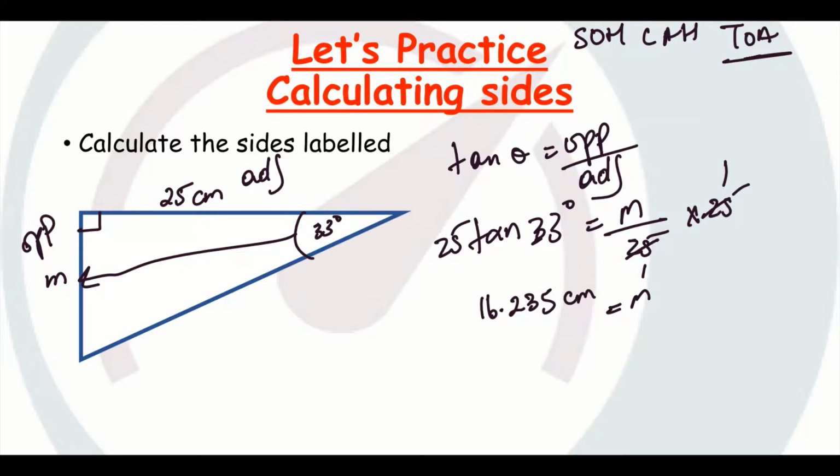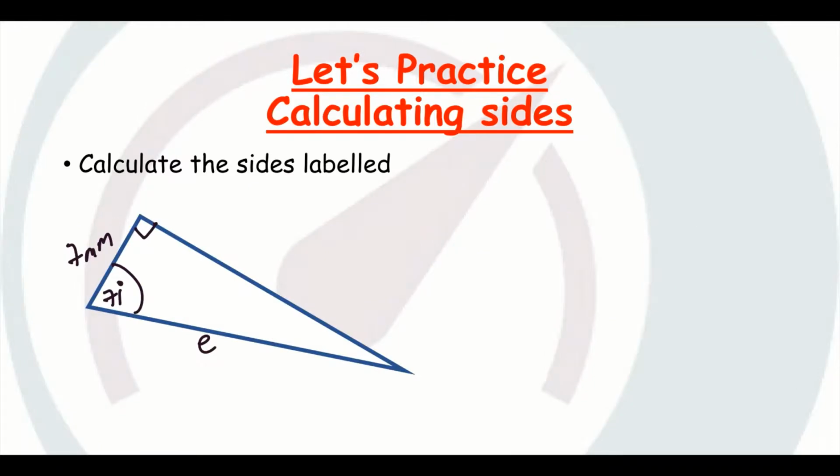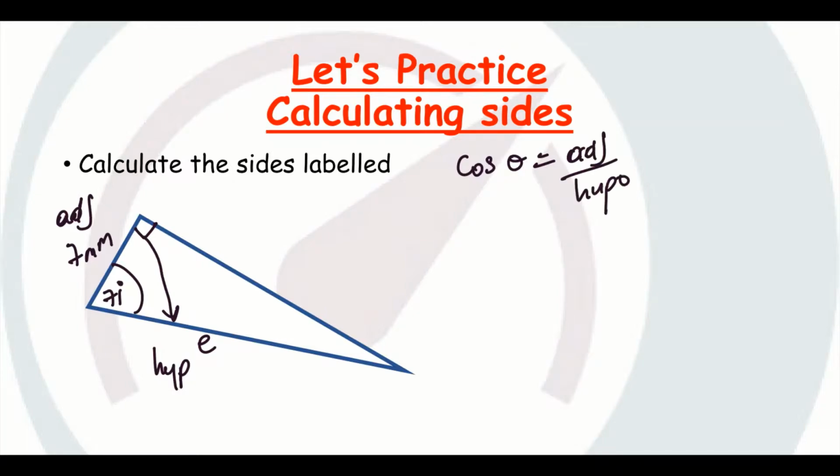Let's try one more. Alright, so let us identify our given sides. We're given our hypotenuse here, and we have our adjacent side. Now, what trig ratio matches the adjacent and the hypotenuse? That would be our cosine. Cos of the angle is equal to the adjacent over the hypotenuse. And our angle is 71, so cos 71 degrees is equal to the adjacent, which is 7, over the hypotenuse, which is E.